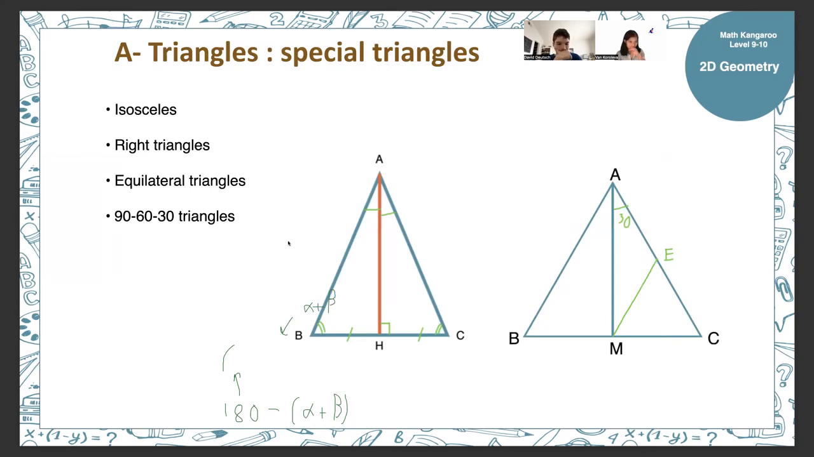And then the next step when we deal with triangles is that always identify all the special triangles that you can see in the problems. And that means the isosceles triangles where the bisector is also the median and also the altitude. Right triangles, equilateral triangles, and of course the 90, 60, 30 degree triangles in which you have the median here equal to half of the hypotenuse, and this triangle MEC is equilateral. And of course the right isosceles triangles, right?